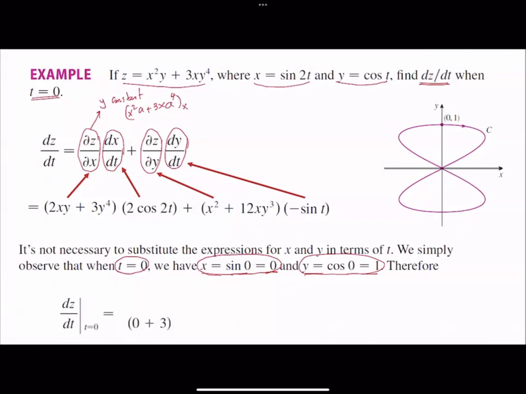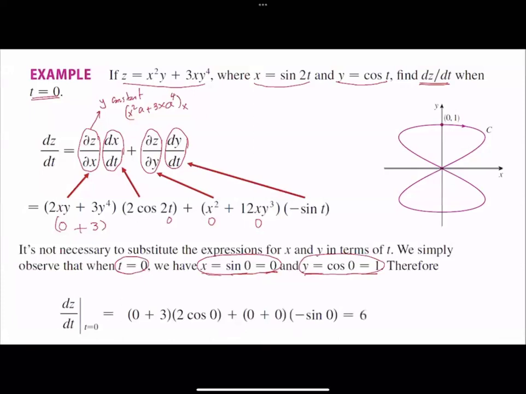You end up with 0 plus 3, since y is 0 because it has x, it becomes 0 plus 3 times 1 to the 4th, which is 3, times 2 cosine of 2t. Again, your t is equal to 0, plus x is 0 again. So these two terms become 0. And it doesn't matter if you multiply by anything else.